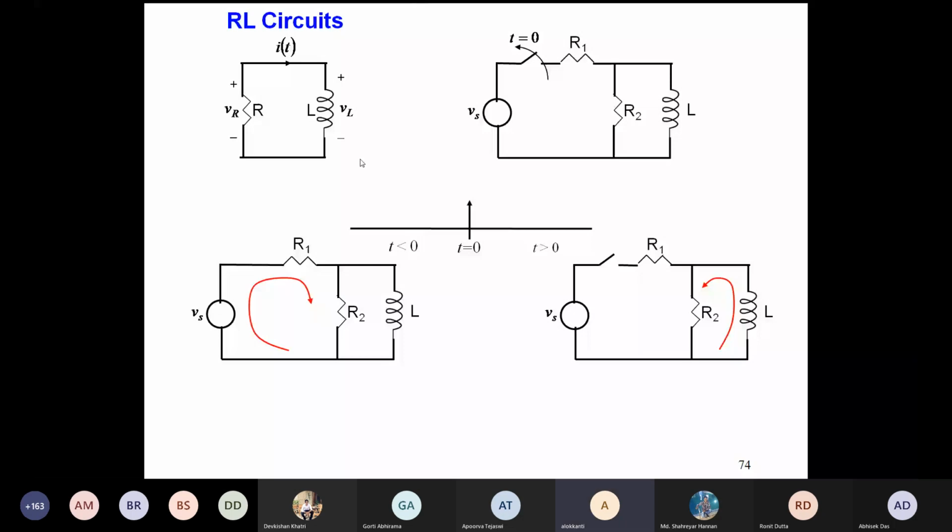So we have to analyze this type of circuit where there is an R and L and there is a possibility of residual current flowing due to the energy stored in the inductor. Sir, in the uppermost left circuit, the direction of current is towards the left if the inductor is charged. It should be towards the left only.